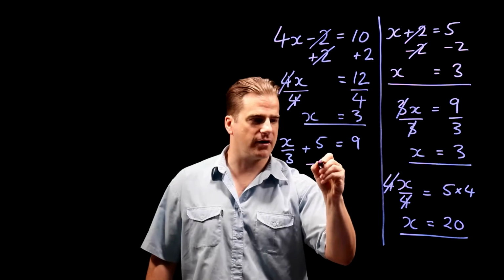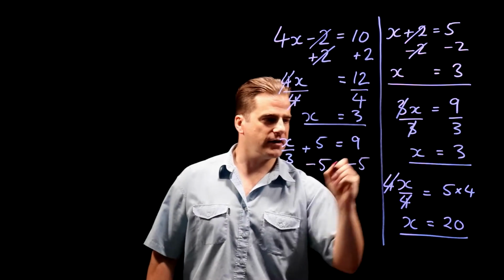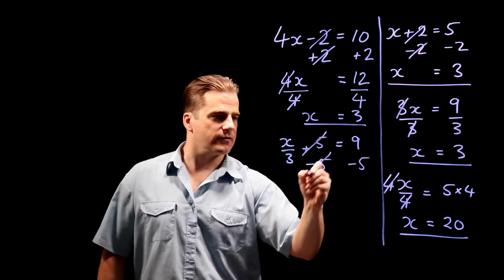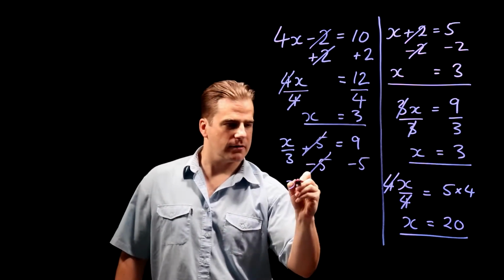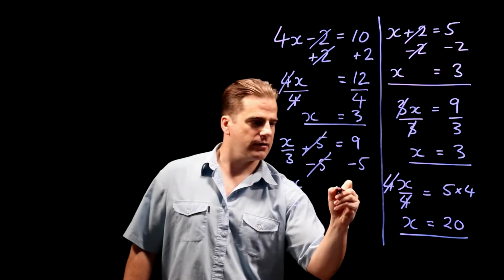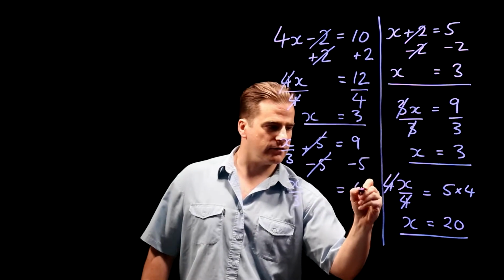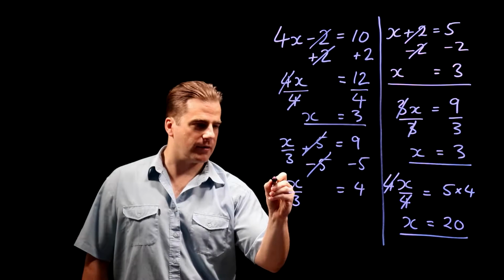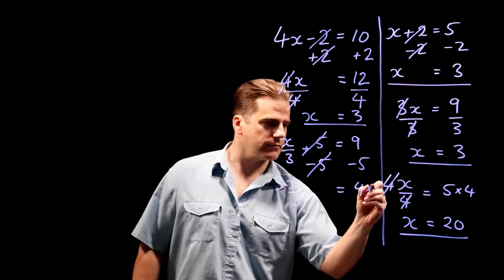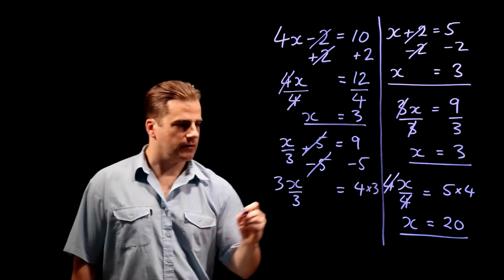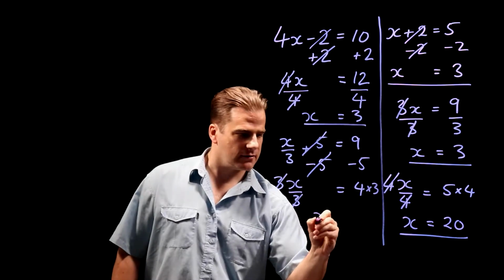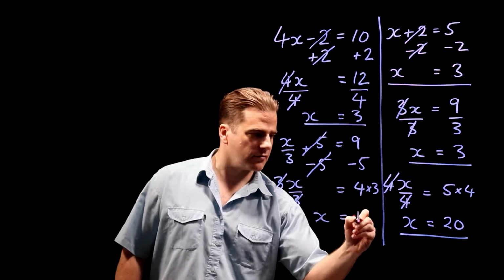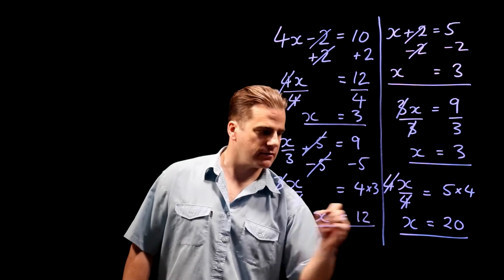Okay, so let's subtract 5 from both sides. Plus 5 minus 5 is 0. Therefore, x over 3 is 9 minus 5 is 4. To get the x by itself, we need to multiply both sides by 3. So we get x equals 4 times 3 is 12. There we go.